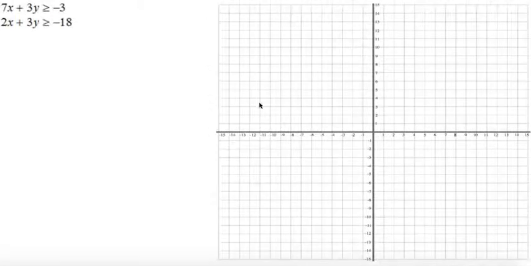Example 7, solve the system of linear inequalities. Give one example of a solution and one example of a non-solution. Both of these inequalities have to be rewritten in standard form in order to be able to graph them.